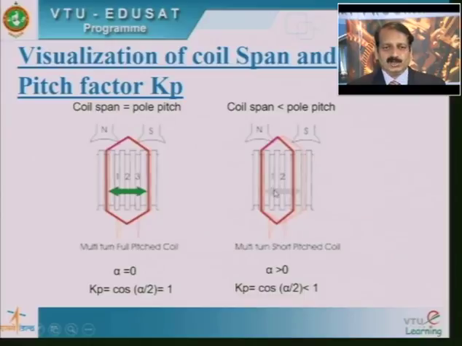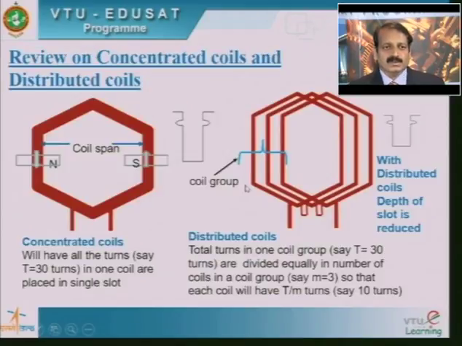In the case of short pitch coils, the coil span, the distance between the two sides of the coil in terms of armature slots, is less than the pole pitch. You can see here this is full pitch, and the pitch of the coil is less than the pole pitch. In such a case alpha is greater than 0 and Kp is always less than 1.